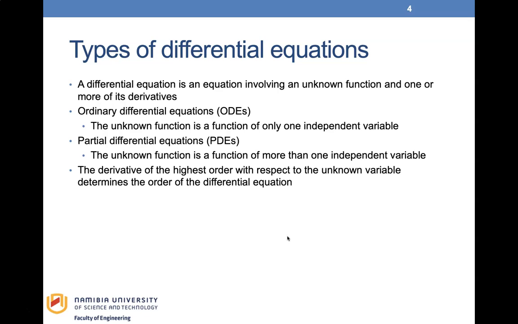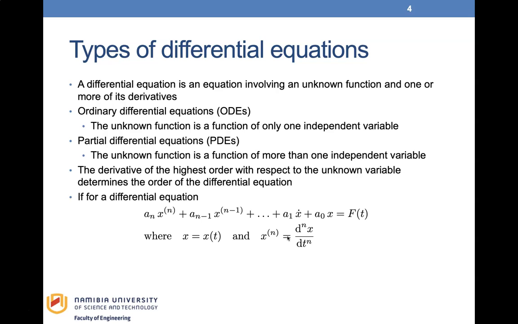The derivative of the highest order with respect to the unknown variable determines the order of the differential equation. If for a differential equation, for example, this differential equation a_n x^(n) plus a_(n-1) x^(n-1) plus continues up until a_1 x dot plus a_0 x equals f of t. Note that these powers are the derivatives. So dot means this is a derivative. This stands for dx/dt, where x is a function of time, and x^(n), as I've just explained, is d^n x over dt^n, which means this is the order of the differential equation. If n is 2, then this will be d^2 x over dt^2.